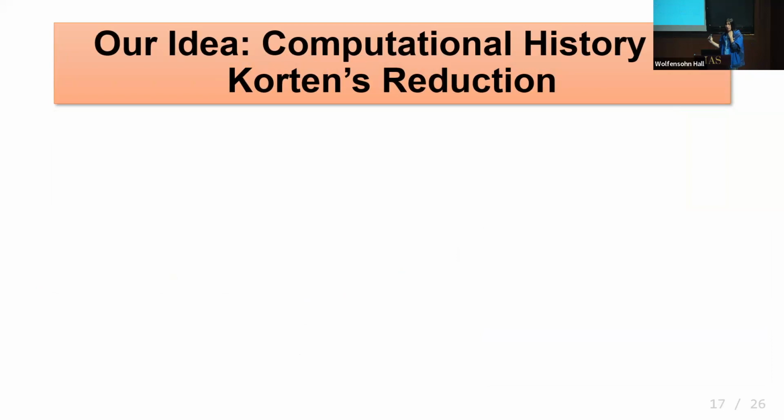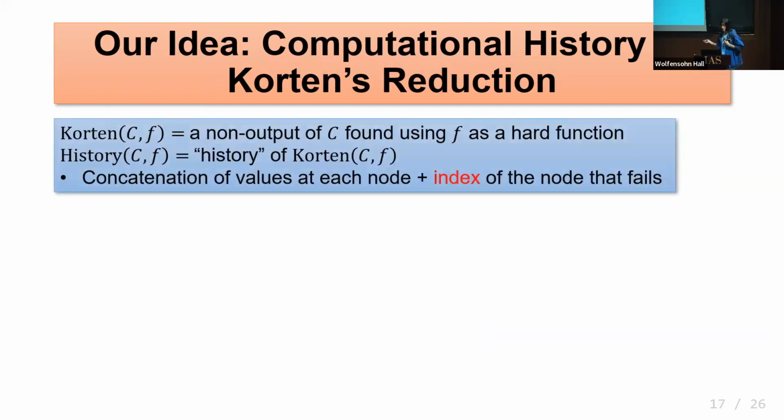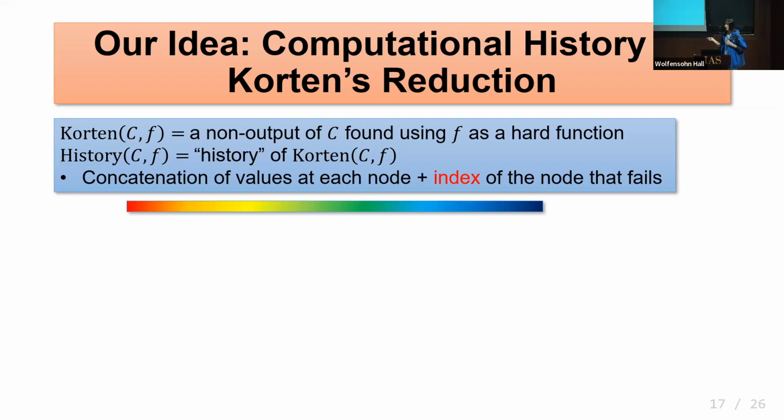In our lower bound proof, we will not only use Korten's reduction, but also use the so-called computational history of Korten's reduction. Korten's reduction is a well-defined P^NP function. Given a stretching circuit and a hard truth table, it will output a non-output of the circuit. And we define the history of Korten, denoted history C,f, as follows. Basically, it's the whole GGM tree, also with the place where Korten's reduction fails.